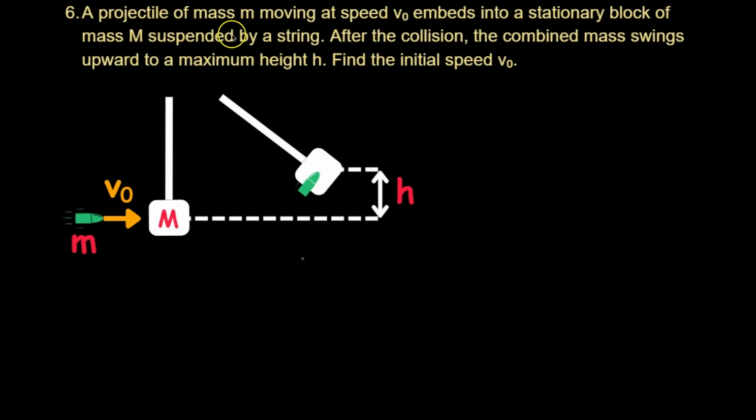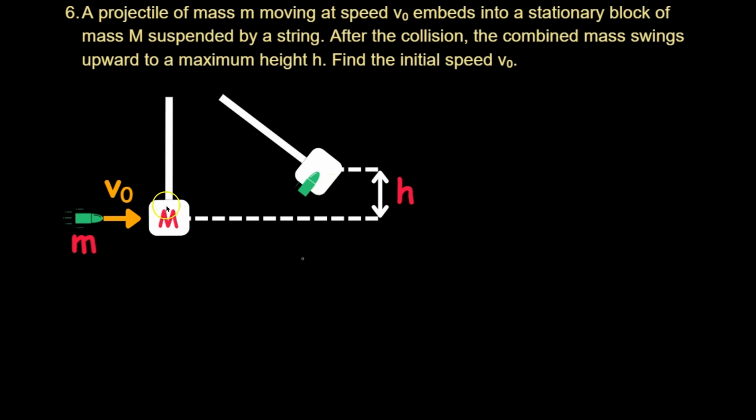Question 6. A projectile of mass m moving at speed v0 embeds into a stationary block of mass big M suspended by a string. After the collision, the combined mass swings upward to a maximum height h. Find the initial speed v0. In this problem, we have two parts. In the first part, we have the bullet getting embedded into the stationary mass big M. And then the second part is the mass swinging upwards to a height of h.